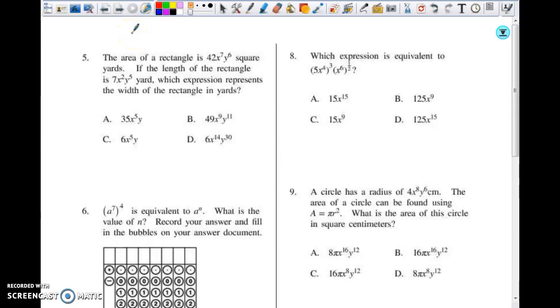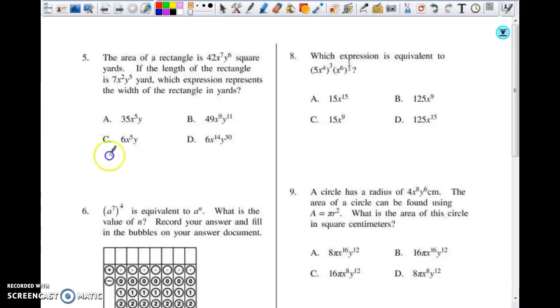So I'm going to remind you on this problem, try to go a little faster, how to do it by hand, and then show you the trick to do it in the calculator. So for this one, it says the area of a rectangle is 42x to the 7, y to the 6 square yard. If the length of the rectangle is 7x squared, y to the 5th yard, which expression represents the width of a rectangle in yards?